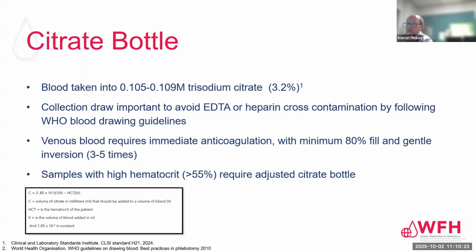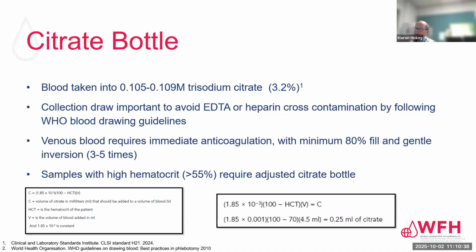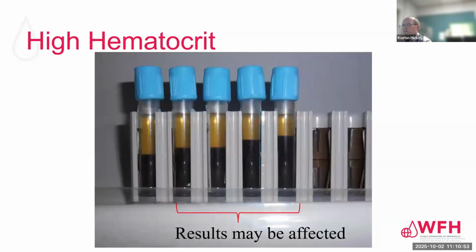So in the WFH manual, we have incorporated a calculation which is pretty standard and universally applied across the world, and as a way of adjusting the citrate bottle. If you click again, please. So we can see here that this patient has hematocrit of 70%. So we've had to adjust the citrate bottle to 0.25 mils of citrate to compensate for the higher packed cell volume in the tube.